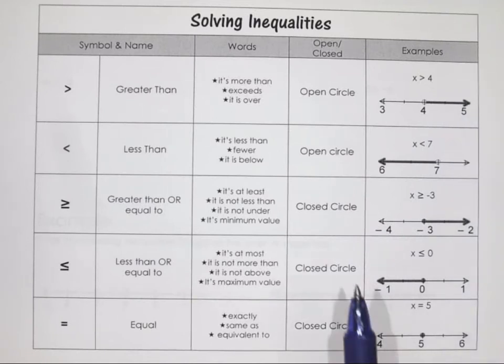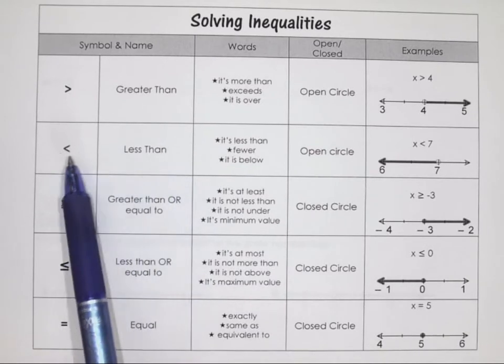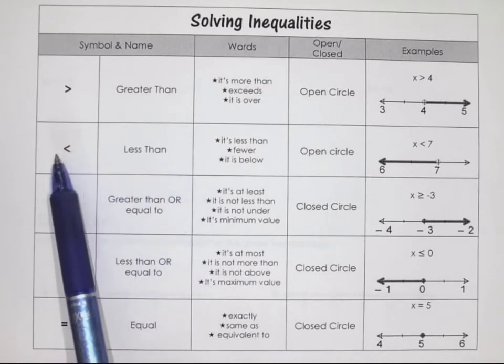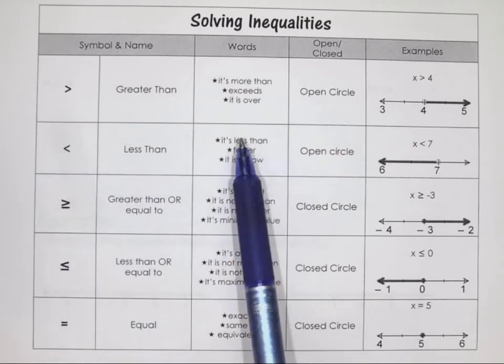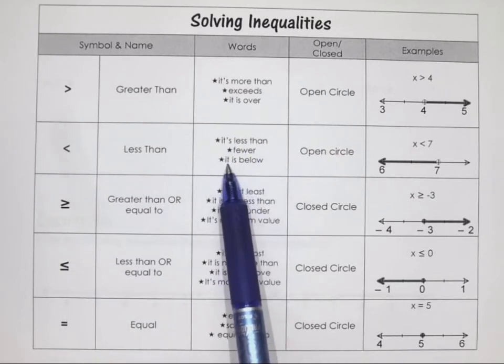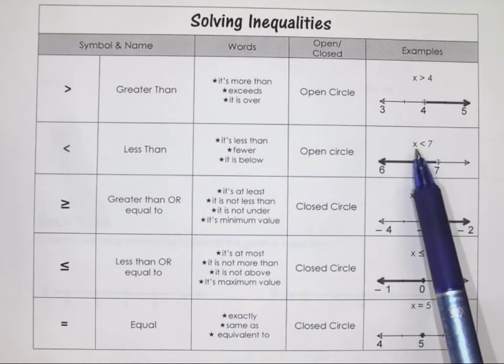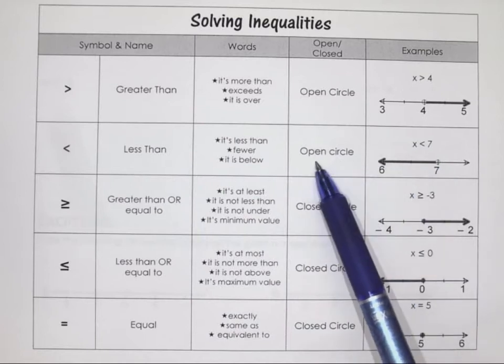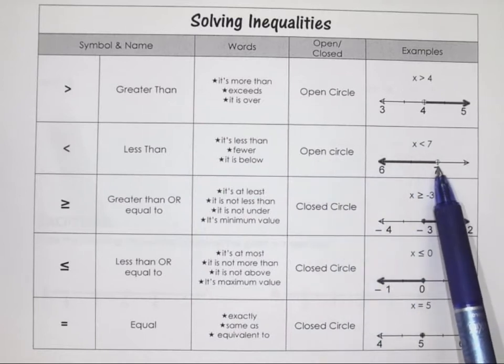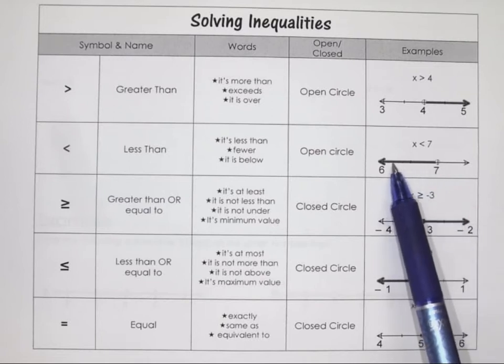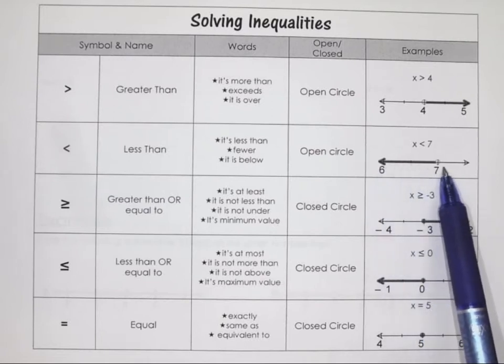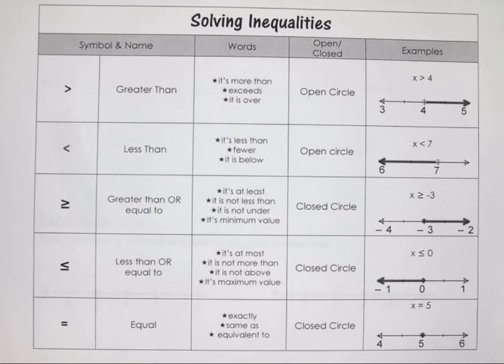Okay, so now we have the less than sign. The pointy part points to the smaller number. It's less than, it's fewer, it's below. Those are some language that it would work as. Again, because it doesn't have the equal sign attached to it, we use an open circle because we say 7 is not an answer. Anything less than 7 is an answer, but 7 is not an answer. So it's kind of like catching a ball. If your hand is open, the ball won't stay in your hand. So 7's not included in that. It makes more sense when you're here and you can see me.